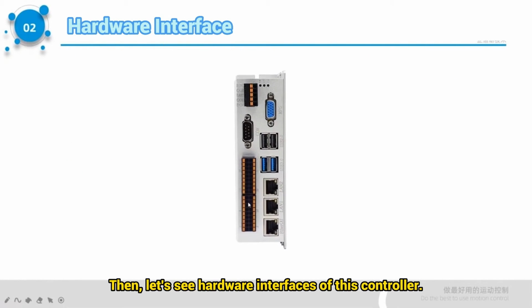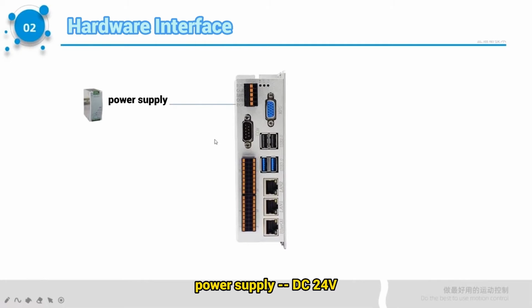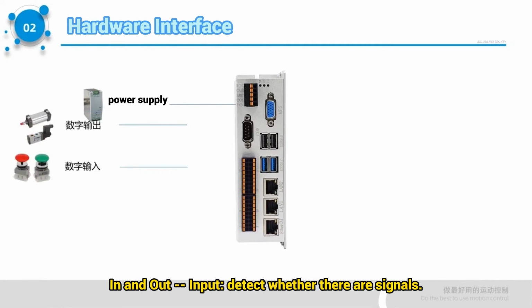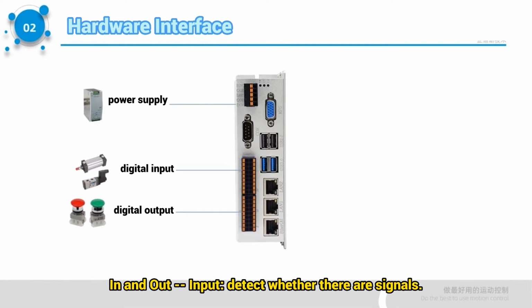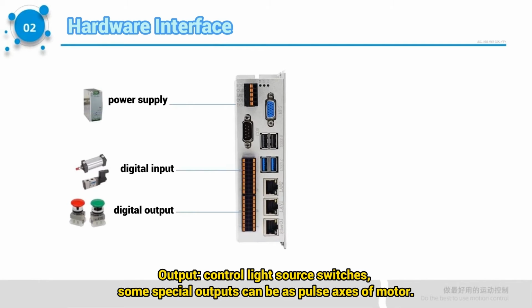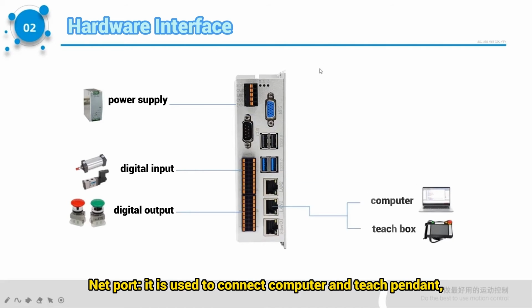Then let's see hardware interfaces. Power supply, the in and out. Out control light source switches. Some special outputs can be at plus axis. Net port.